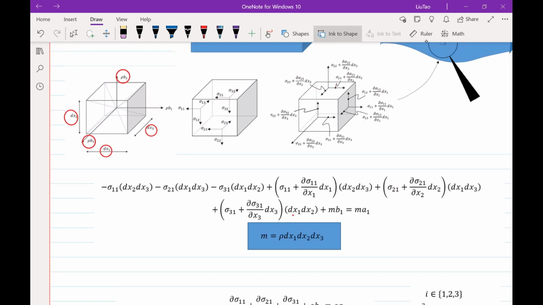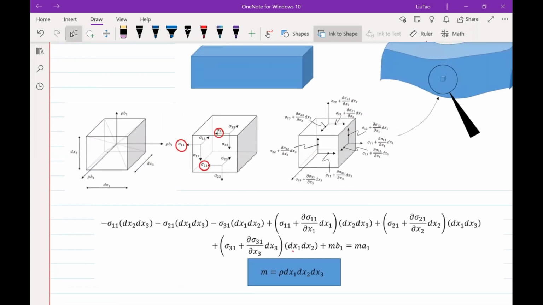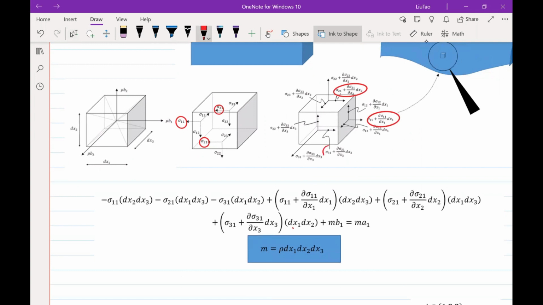So let me erase this first. So we have sigma 11 along the x1 axis, and we have sigma 21, and we have sigma 31. And for the stresses on the front faces, we have sigma 11 plus partial sigma 11 over partial x1 times dx1, and sigma 21 plus partial sigma 21 over partial x2 times dx2. And we have sigma 31 plus partial sigma 31 over partial x3 times dx3.